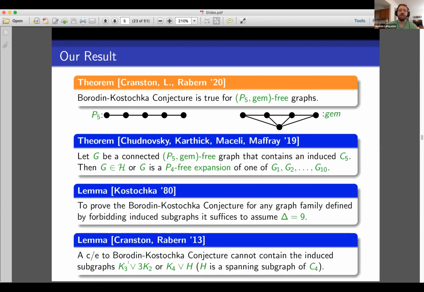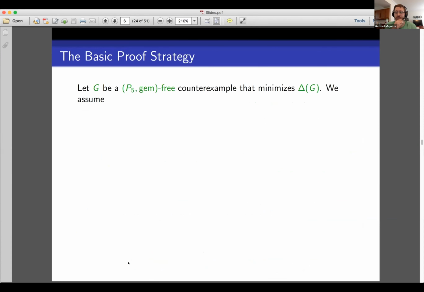Another phrase is they're reducible configurations, although we don't use discharging, but you can sort of delete them, color, and add them back in and extend the coloring. So those are the 3 main pillars: a global structure theorem, the fact that we can just do the base case, and some local structure. So this is how we set up the proof.